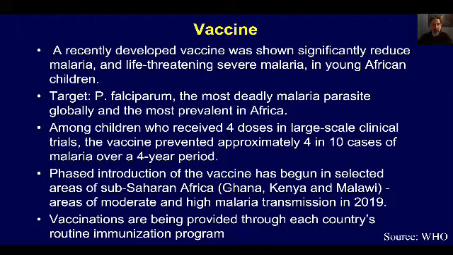And so while it's not super effective, it is moderately effective, and that has resulted in phased introduction of the vaccine in selected areas of sub-Saharan Africa, 3 countries: Ghana, Kenya, and Malawi, which are areas that have moderate and high malaria transmission. And these vaccines are being provided through each country's routine immunization program, so they're being delivered at scale.